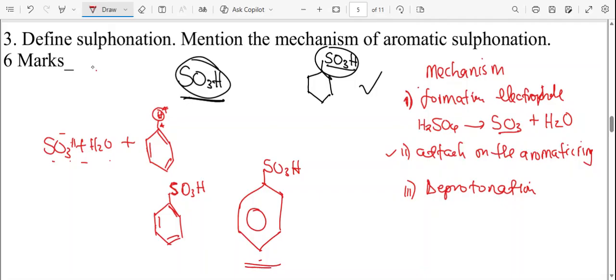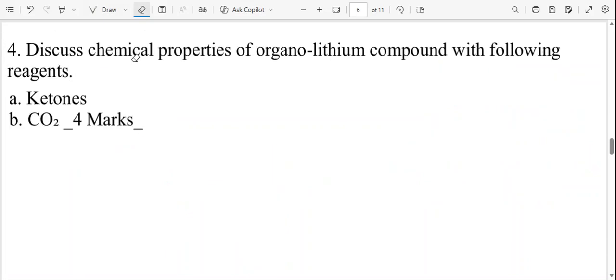So that is it. You get 6 marks. You explain to say one, formation of electrophile. From there, then attachment on the aromatic ring, then deprotonation. So after deprotonation, then you have the compound formed. So that is it. All right.